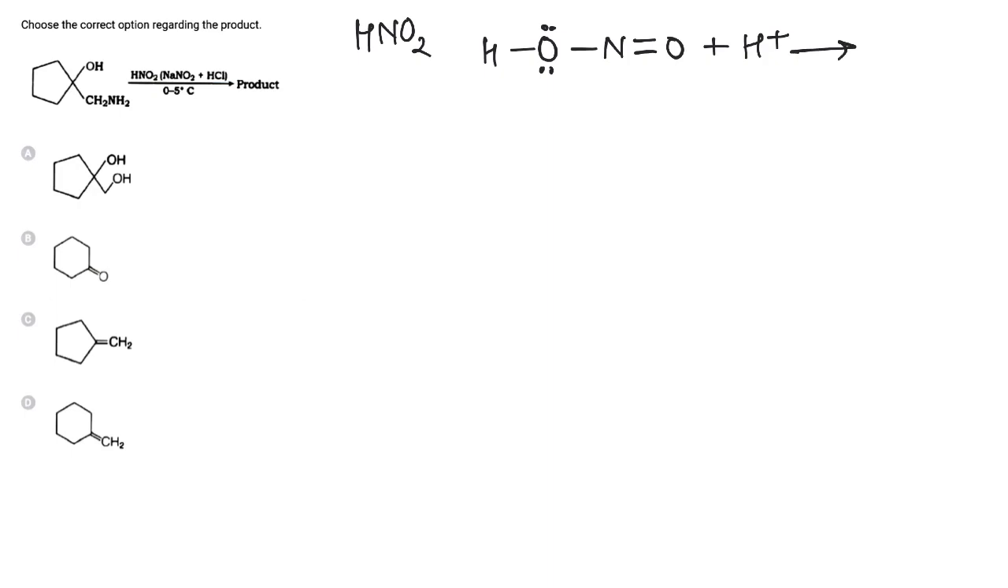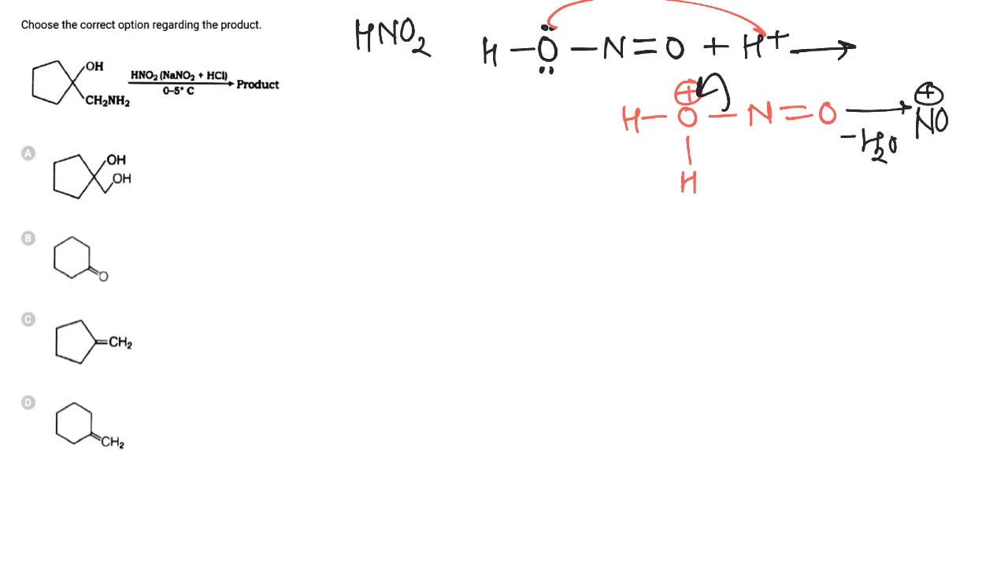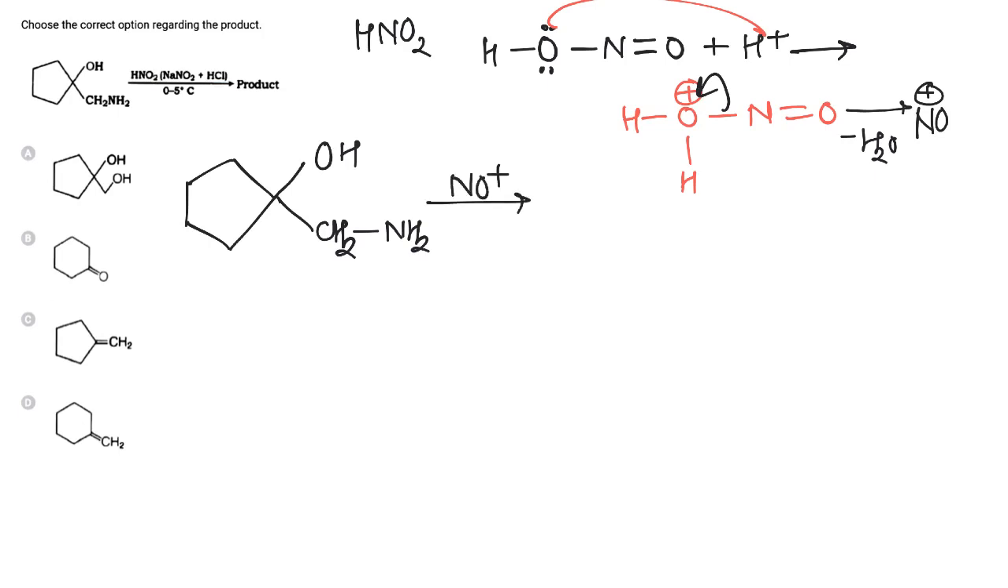Now this oxygen donates a pair of electrons to H positive, and it will convert to this oxonium ion. Now this oxonium ion will release a water molecule, and after removal of water molecule we are getting NO positive ion, nitrosonium ion. Now this nitrosonium ion will convert amine to diazonium. So we are having this compound OH CH2 NH2.